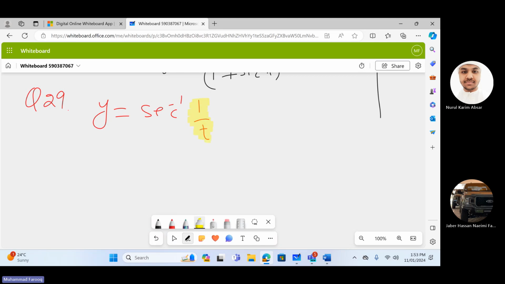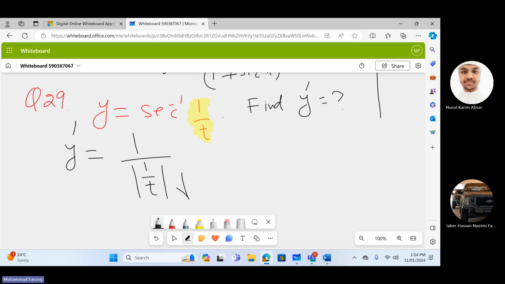Open the formula sheet, please, and share with me the formula for the derivative of secant inverse, because they said find y prime. So y prime is equal to 1 over the absolute value of u, which means the absolute value of 1 by t, times the square root of u squared minus 1. Times means it is in the denominator. My u is 1 by t.